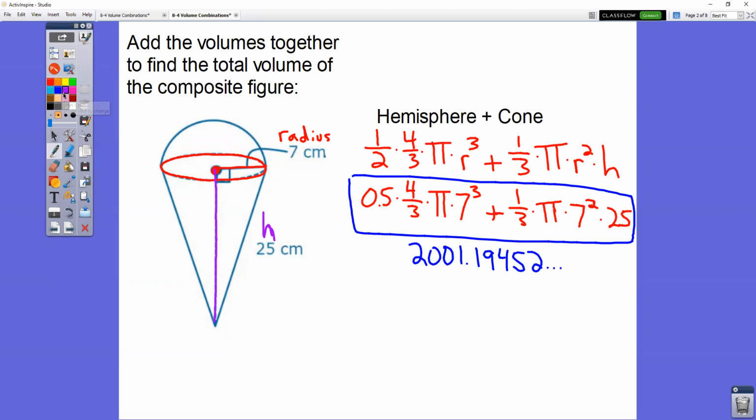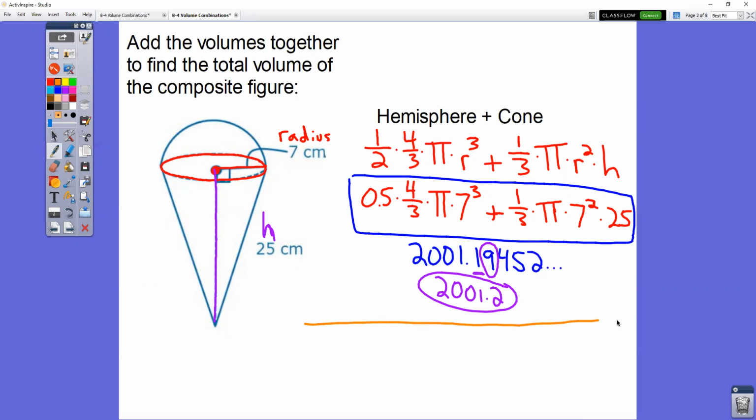You are going to round your answer to the nearest tenth. The 1 is in the tenths place. You have to look at the number after it. That is 5 or higher. So you're going to take this 1 and round up to a 2. So we get 2001.2 as our answer.